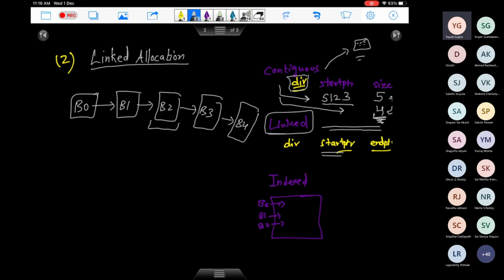Okay, Snigdha says 2 into n minus 1 minus k. Yes, Snigdha, very good. So for the previous question, that is the answer. If you have to remove the kth block, there are actually n minus 1 minus k blocks after that kth block. You'll have to move all those blocks to a location before that. Correct, so that will be the answer. Very good.